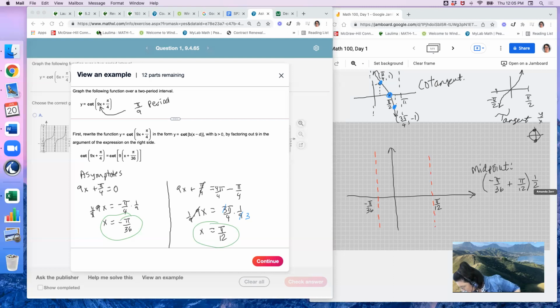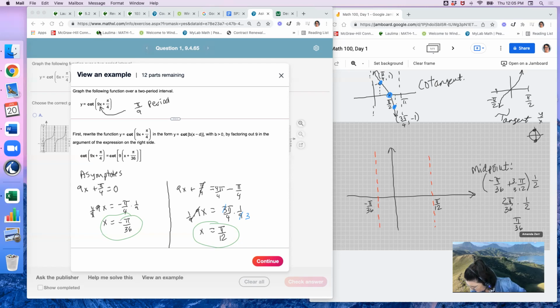Okay, so we have to get a common denominator. I would have negative pi over 36 plus 3 pi over 36. That gives me 2 pi over 36, but I'm finding the midpoint, so I'm splitting that in half. My 2's cancel, so my midpoint there is at pi over 36.